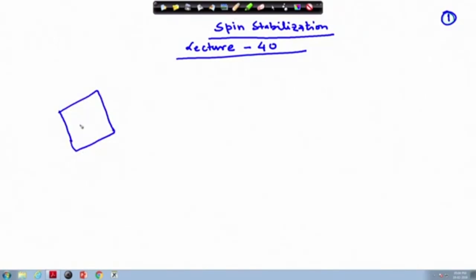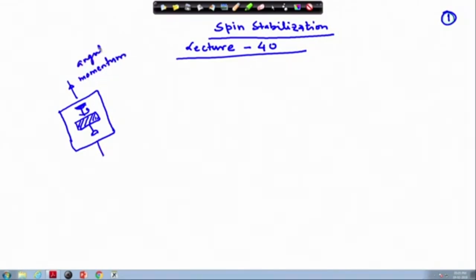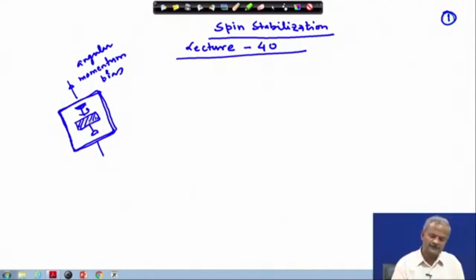Say this is a satellite, and inside it I have a wheel mounted on one axis, rotating about this axis. So you are giving it momentum bias, angular momentum bias. From outside, the satellite may not be rotating. It is possible that you have already set the wheel rotating before putting it into orbit. So whatever the initial direction of the satellite, it will be maintained unless some disturbance comes into the picture.